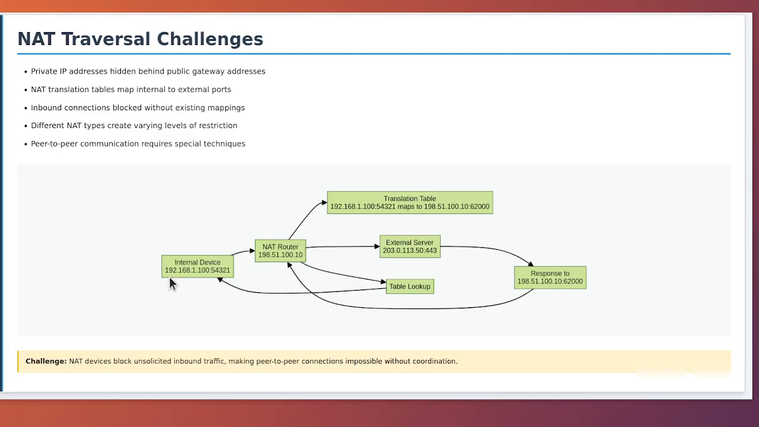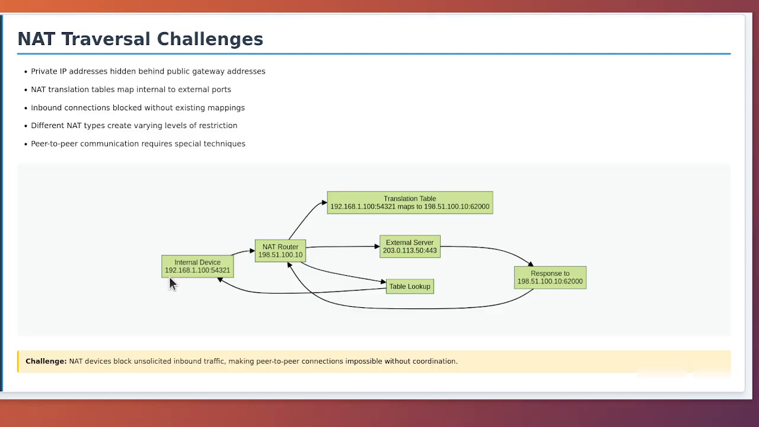Restricted cone NAT adds a constraint. External hosts can only send packets if the internal host has previously sent a packet to that external host's IP address. Port-restricted cone NAT goes further. The internal host must have sent a packet to that specific external IP and port combination. Finally, symmetric NAT is the most restrictive. Each new destination gets a different external port mapping, making it nearly impossible to predict what external port will be used. The type of NAT matters enormously for peer-to-peer connectivity. With full cone NAT, it's relatively easy to establish direct connections.